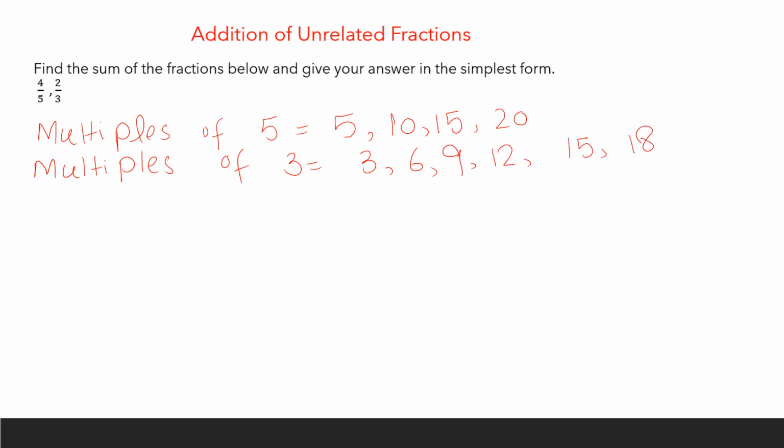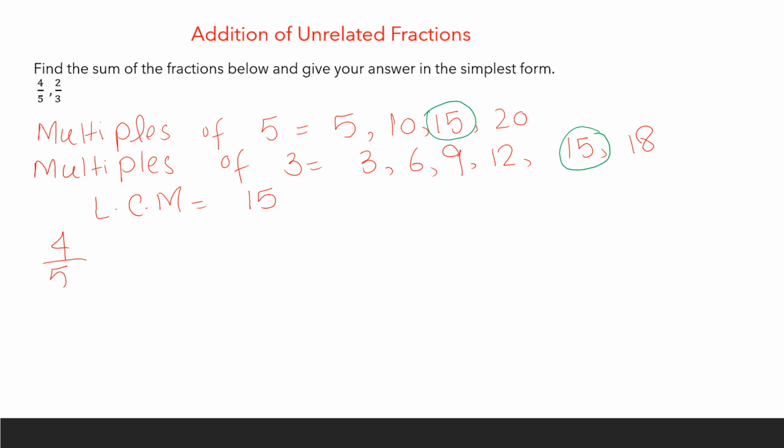Now we need to look for the common multiple. So we can see what our least common multiple is, meaning our first common multiple. So 15. You can see that 15 is our first common multiple. So what is our LCM? LCM is the least common multiple, so it is 15. So we have the fractions 4 by 5 and 2 by 3. We will make the denominators equal to 15.